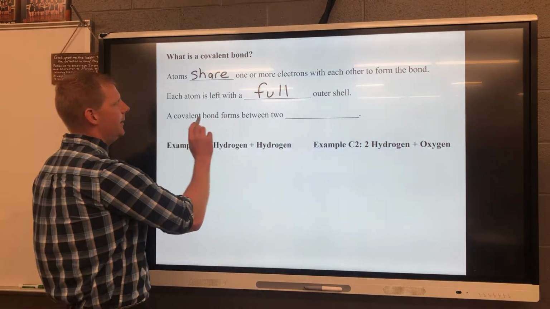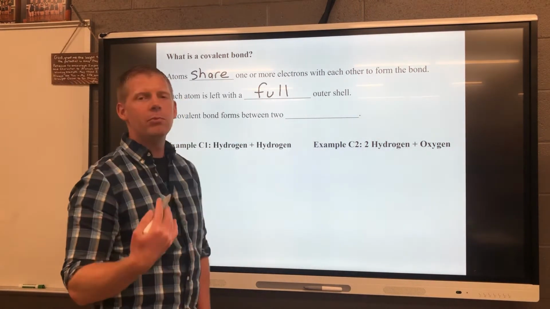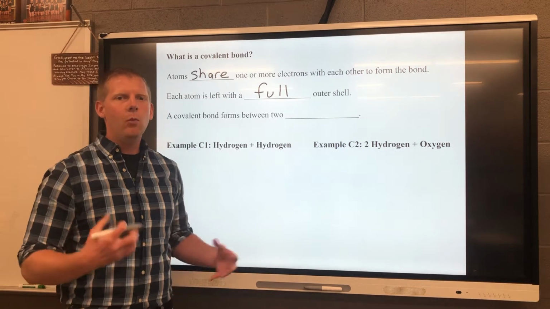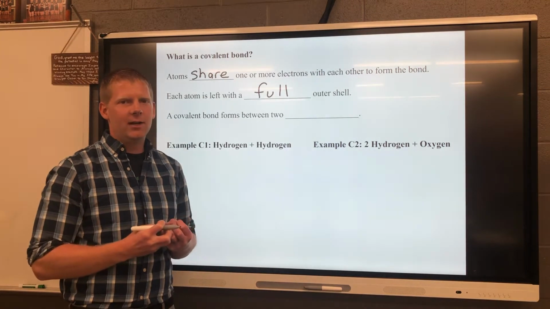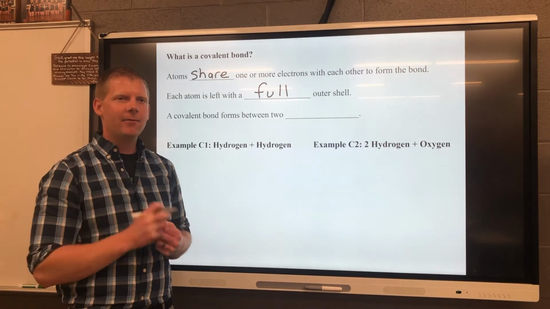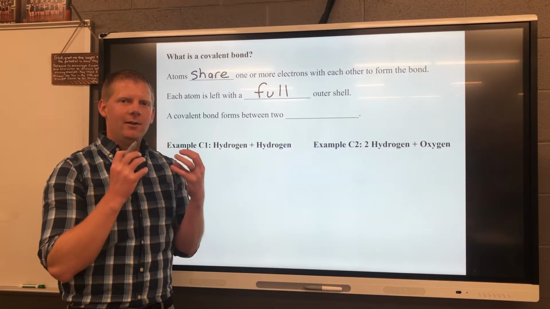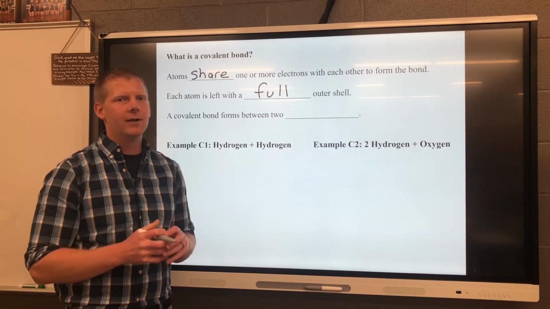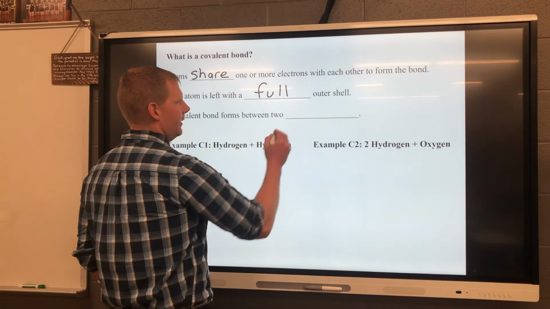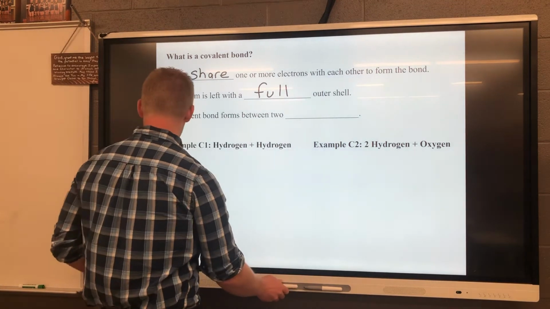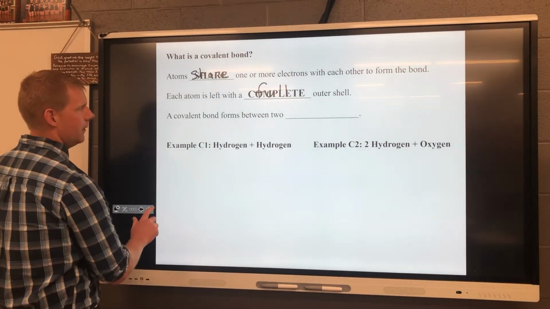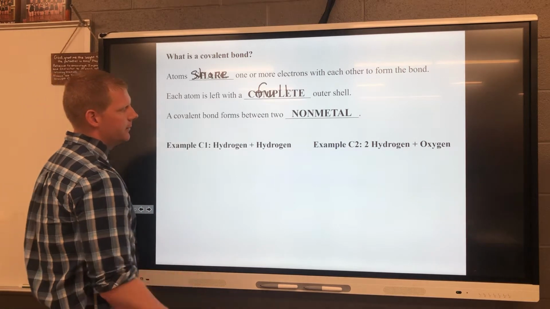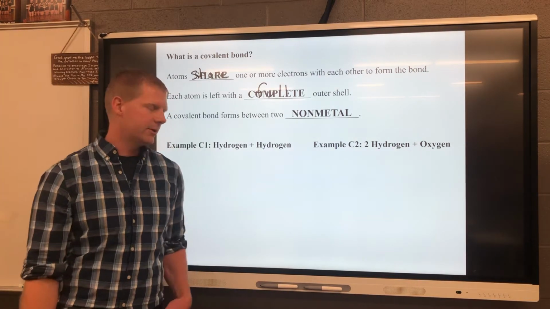All right, a covalent bond forms between 2 nonmetals. You've got to ask yourself, what wants the electrons? What's close to having a full energy level and just wants 1 or 2 or 3 more electrons? They should always be the nonmetals. All right, so we're going to try some examples and show what we're talking about here.